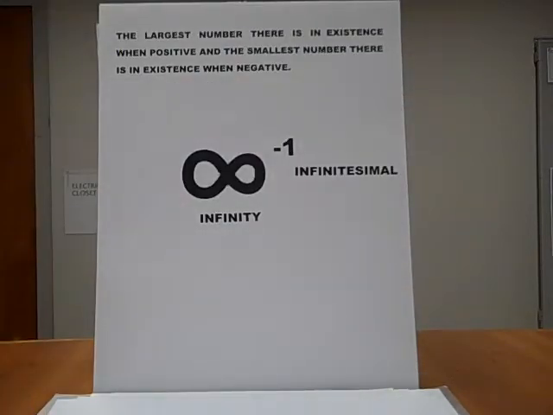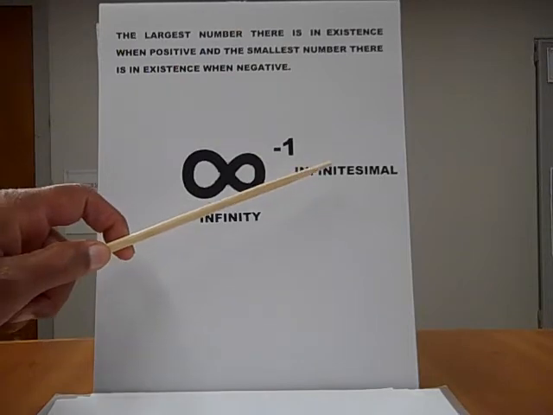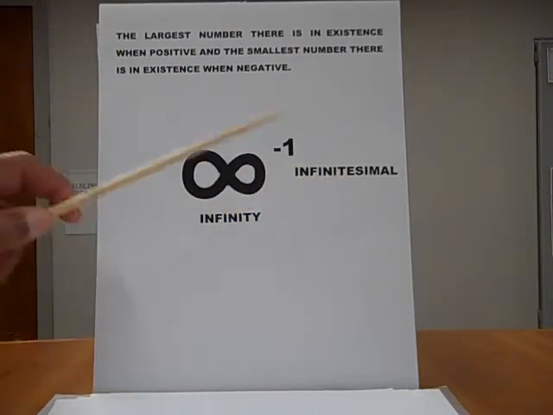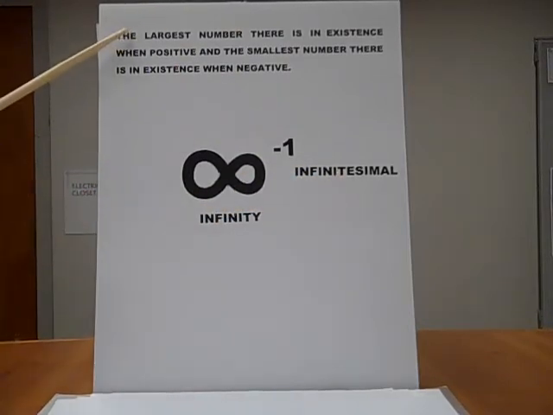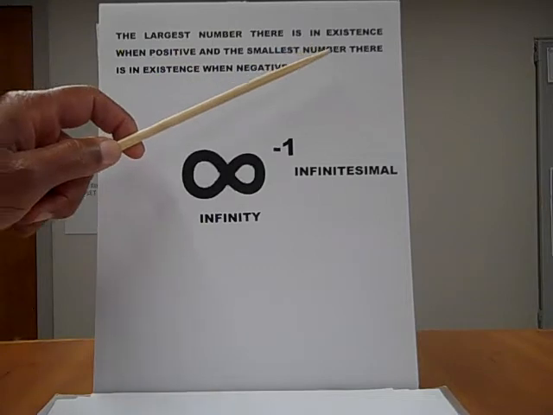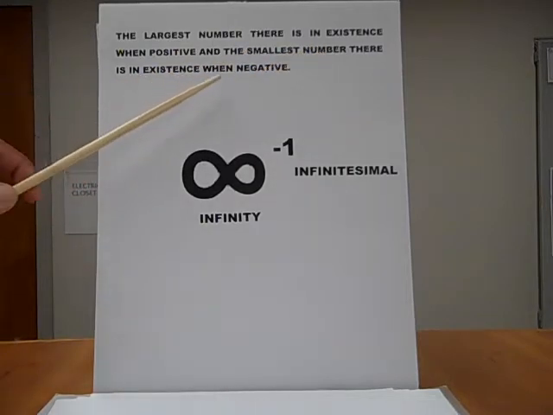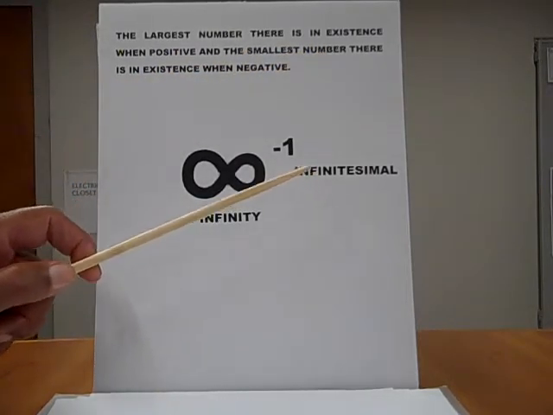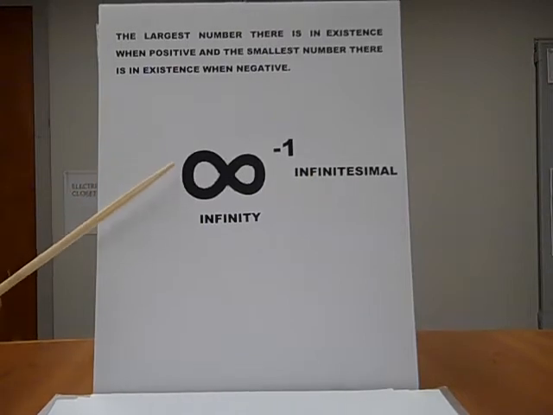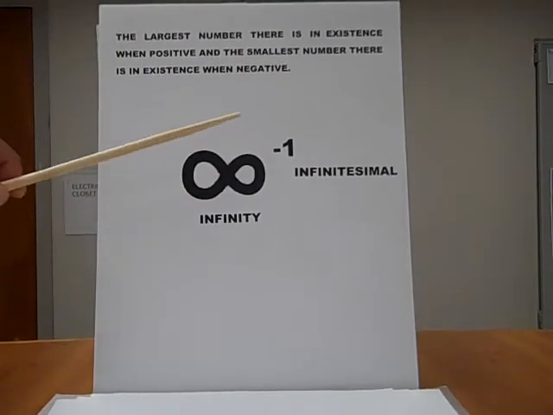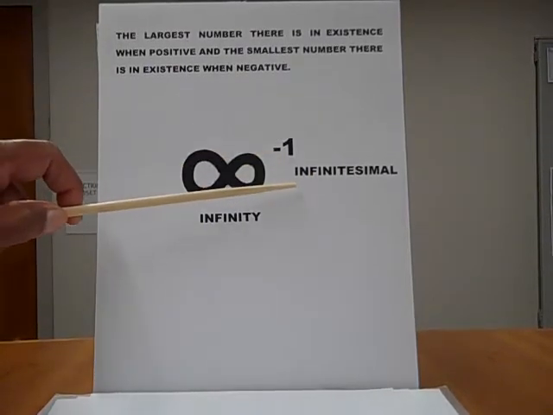Now, this is infinity, the symbol for infinity. This is the symbol for infinitesimal. Now, the largest number there is in existence is when positive to infinitum, and the smallest number there is in existence is when negative, infinitesimal. Hence, the largest number there is is infinity minus 1 infinitesimal.